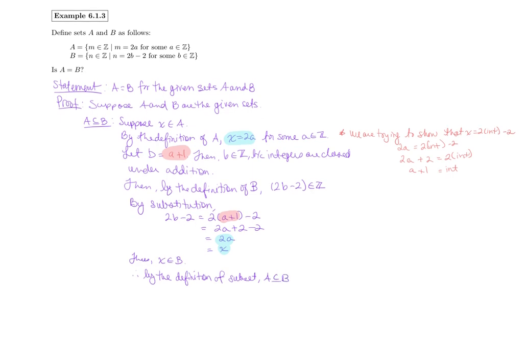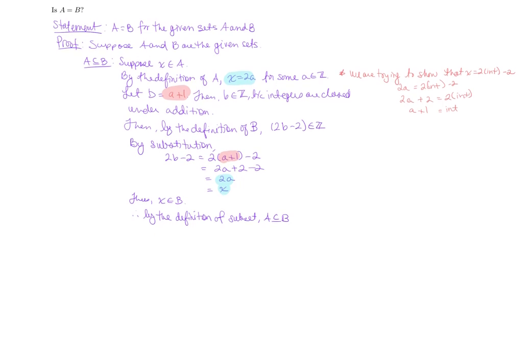Now the question is, does it go back the other direction? Well, let's see. We would have B is a subset of A. We're going to let x be an element in set B now. By the definition of set B, x is equal to 2b minus 2 for some b in the set of integers.